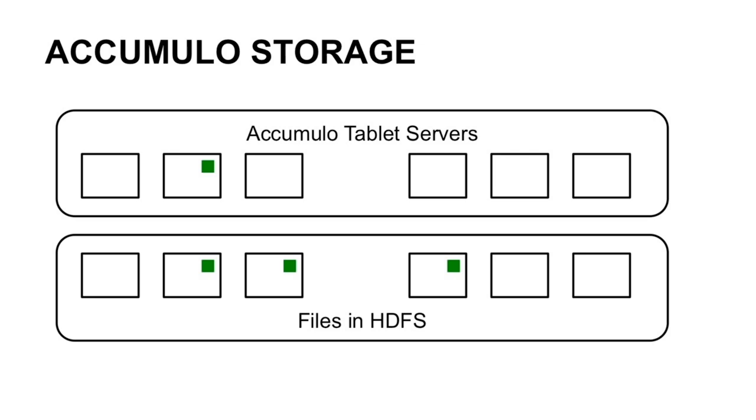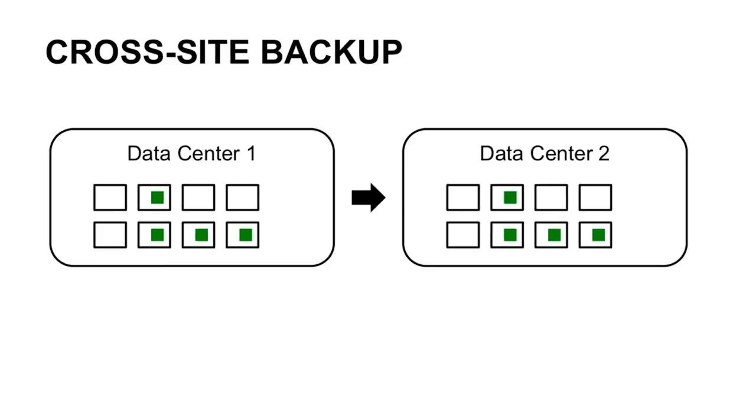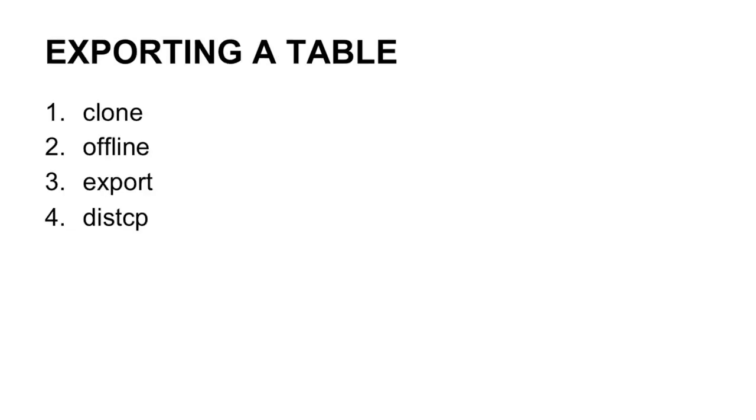However, many continuity of operation plans require making off-site backups in the case of data center catastrophes like a fire or a flood. Accumulo provides a mechanism for exporting tables that can be used to move data off-site or between clusters for other purposes. There are a few operations involved in exporting a table. We'll do all of these in the shell.